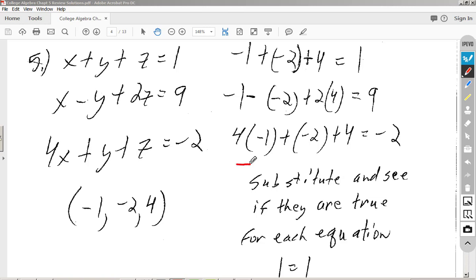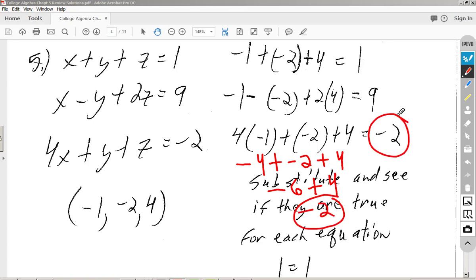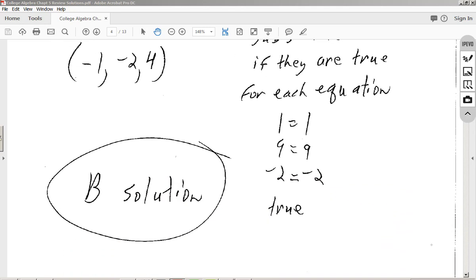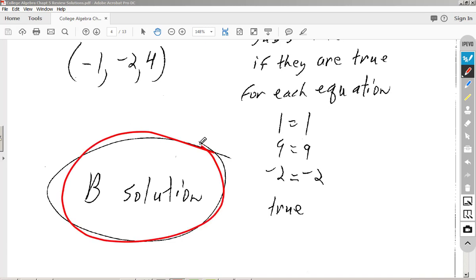So 4 times negative 1 is negative 4. I've got plus negative 2 plus 4. So I've got negative 4 plus negative 2 is going to be negative 6 plus 4. And then negative 6 plus 4 is going to be negative 2, which is what it's supposed to equal. So that solution set worked for all of my equations. It was true in all of them. So it would be a solution to my system. So that answer is B, a solution.